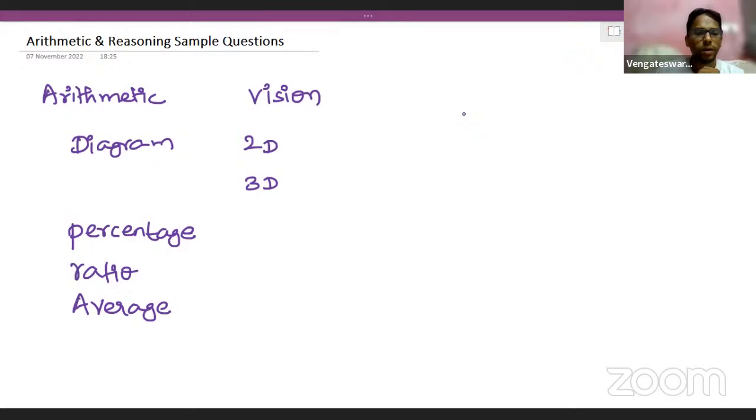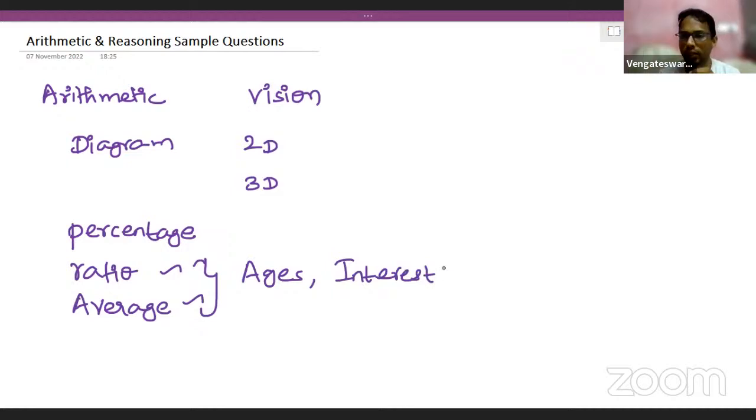Yeah, let me go. Percentage, ratio, and average. These are some areas where you will get questions, and you will even get questions based on the applications of these. For example, with ratio and averages, you will get questions based on age calculation, because age calculation has more applications falling from these areas. And then you can expect questions based on interest calculation, like simple interest and compound interest.